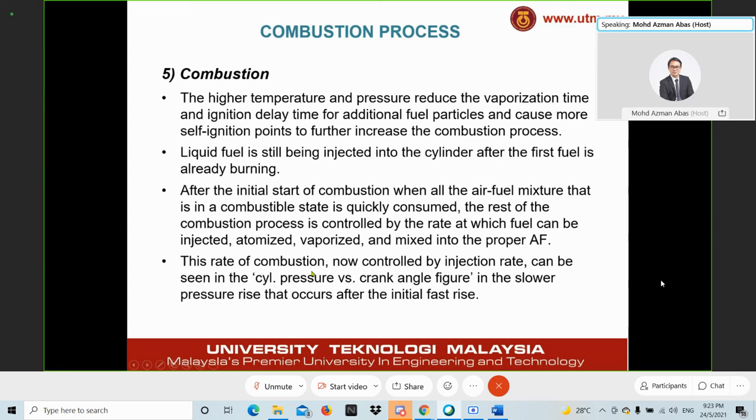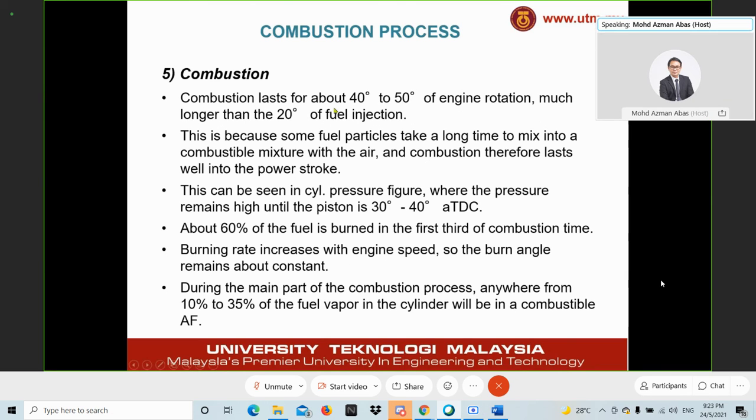This rate of combustion, now controlled by the fuel injection rate, can be seen in the cylinder pressure versus crank angle figure in the slower pressure rise that occurs after the initial fast rise. The combustion usually lasts between 40 to 50 degrees of engine rotation, much longer than the 20 degrees of fuel injection. This is because some fuel particles take a long time to mix with air. It requires time, and combustion therefore lasts well into the power stroke.